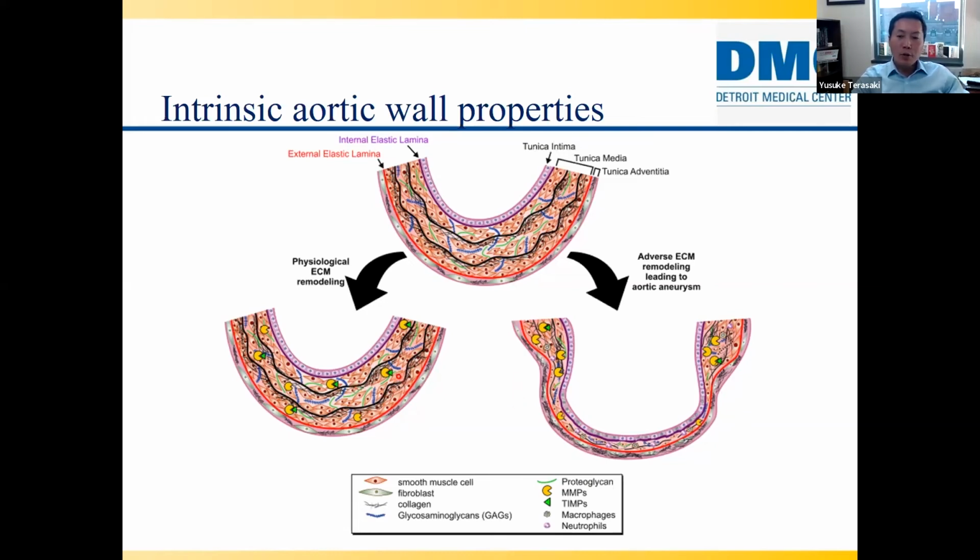And these green triangles are the tissue inhibitors of these metalloproteinases. And you need this balance between the MMPs and the TIMPs for normal remodeling to occur. And if you have an increase in the MMPs or a decrease in the TIMPs, you might actually have too much remodeling or fibrosis that leads to aortic aneurysmal dilatation.